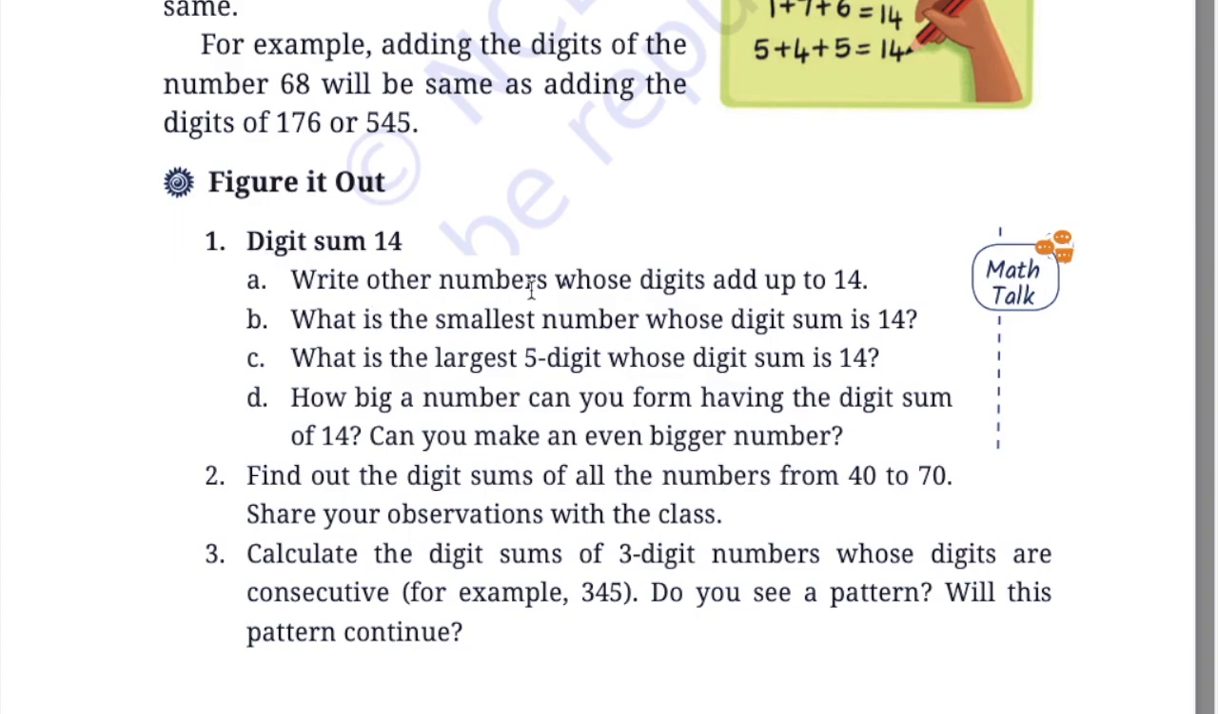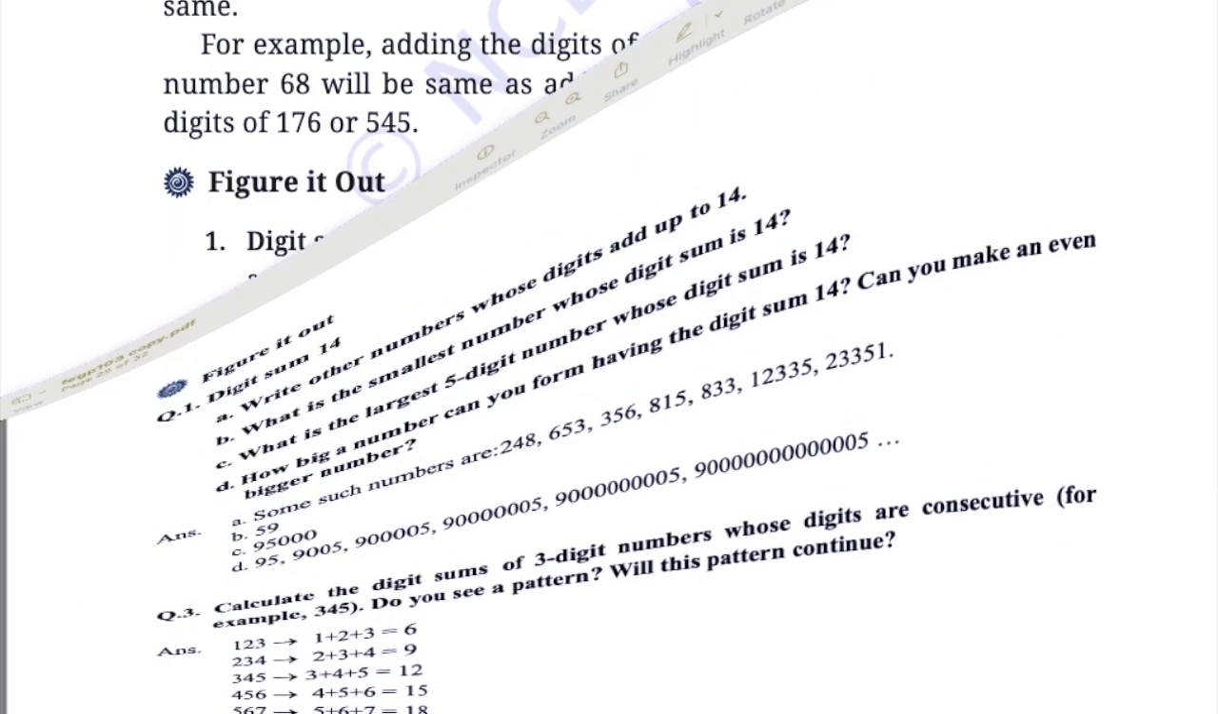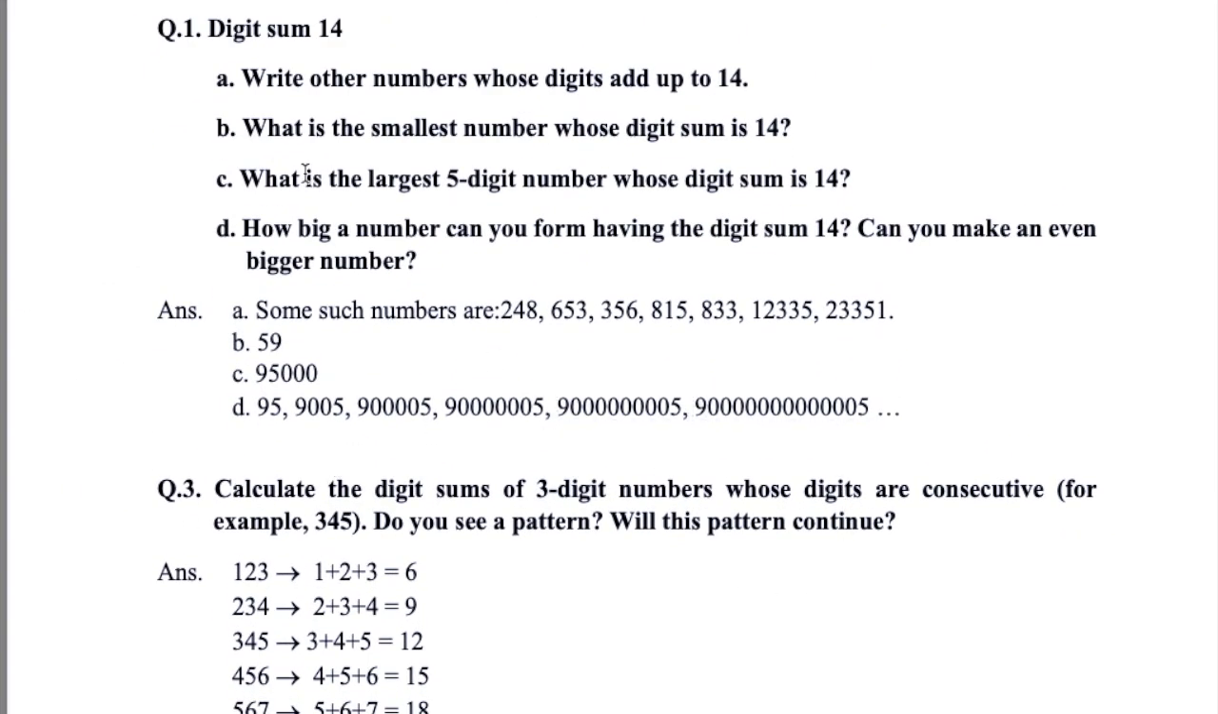The first question is digit sum 14. Write other numbers whose digits add up to 14. Means you have to write numbers whose sum of the digits will be 14. You can take any other number. You can think and take your own, but I am showing you the solution. There are many examples. Such numbers are 248, so 2 plus 4, 6, 6 plus 8, 14.